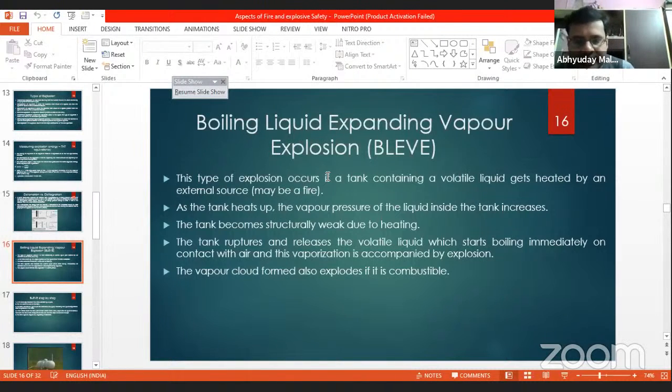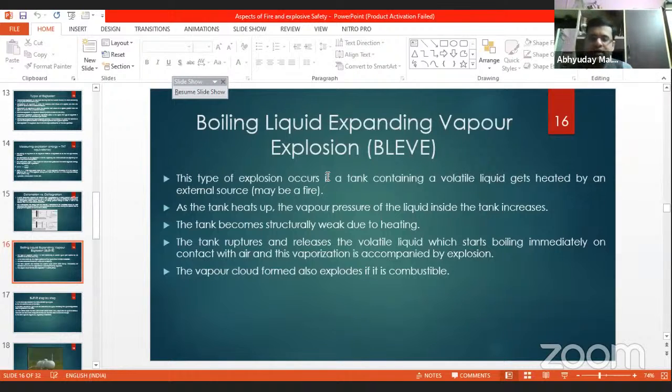So if a tank containing a volatile liquid, by chance, gets heated by an external source, maybe a fire that is occurring near the tank, it heats up. Because of the heating up of the tank, the vapor pressure of the liquid inside the tank increases. The tank becomes structurally weak due to heating. There is a thermal degradation of the tank material. And after it weakens to a significant amount, that tank may rupture and release the volatile liquid.